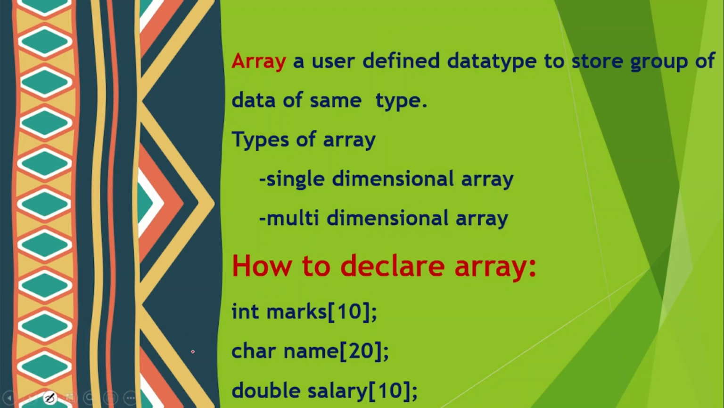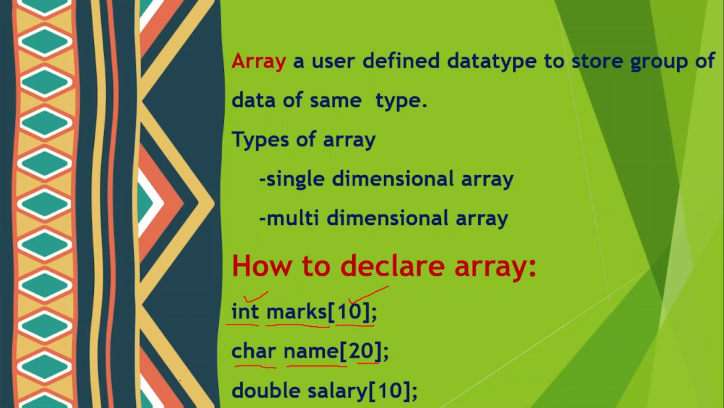This is how to declare an array. This is integer, the type of array. This is the name of the array, and this is the size of the array. So if we go into detail, this marks array is going to store 10 elements of integer type. Clear? Similarly, in the second declaration, its data type is character, the name of the array is name, and size is 20. Means now this name array can store 20 characters.